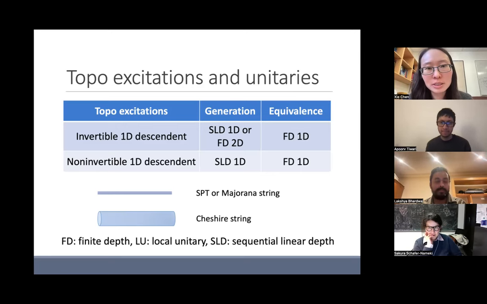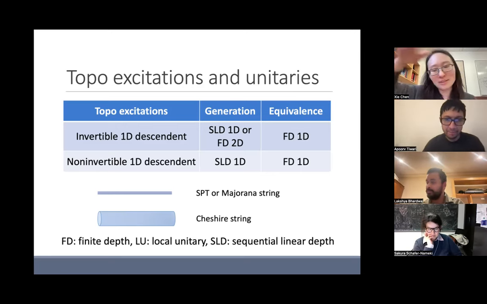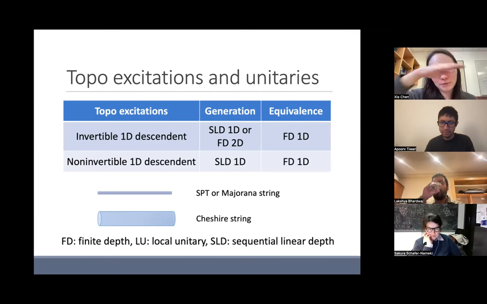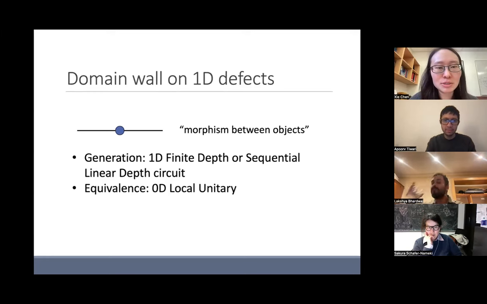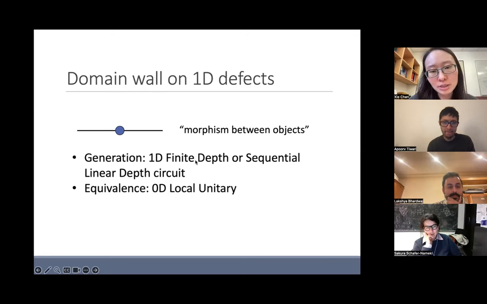So this is about the first level of the higher category structure that we have, one-dimensional defects. Of course, then we can go on to talk about domain walls on these one-dimensional defects, which mathematicians call morphisms between objects. And these become simple again because they're zero-dimensional objects. For these zero-dimensional domain walls on a one-dimensional defect, their generation will need a one-dimensional circuit for them to be non-trivial, but their equivalence is given by zero-dimensional local unitaries.